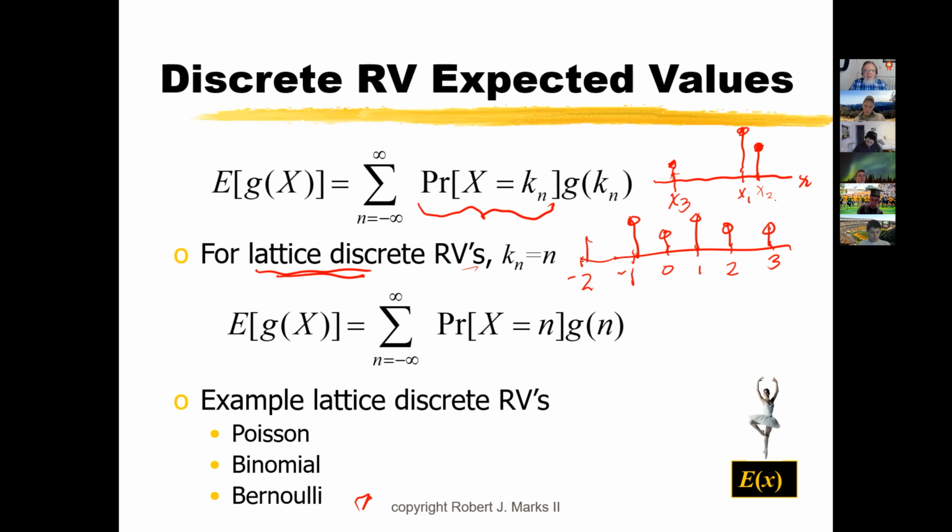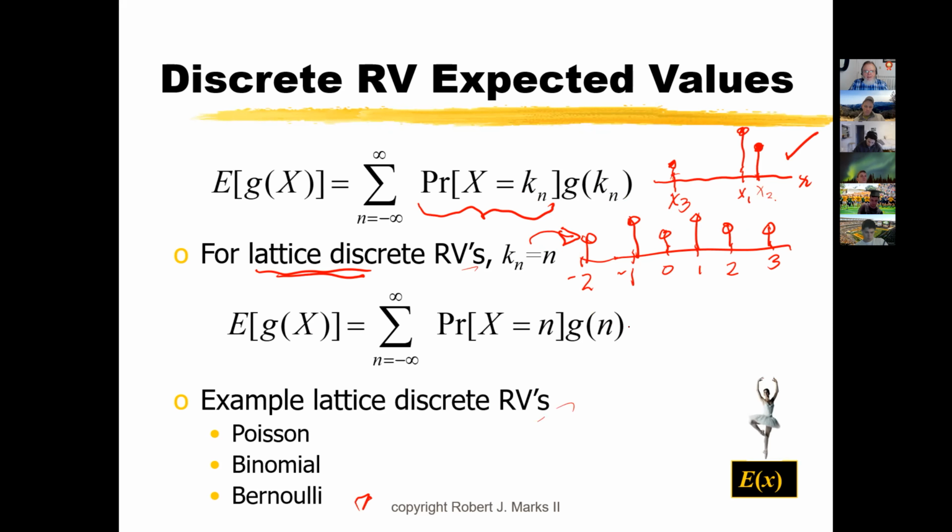So this is a random variable, a discrete random variable of the lattice type. So all the k-sub-n's exist at these points. But you notice in general, a discrete random variable doesn't have to have that criterion. The value of the probability masses do not need to exist at integer values.